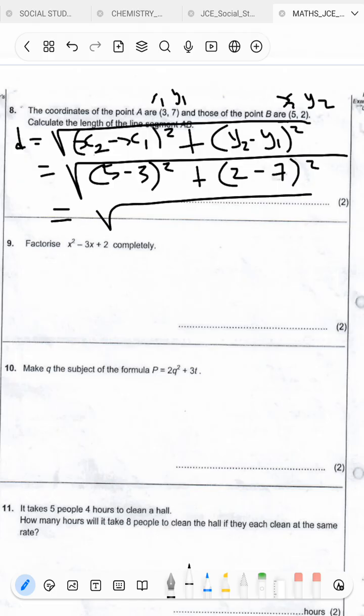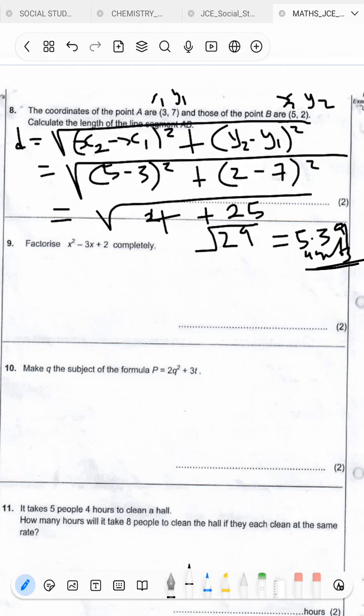So 5 minus 3, that's 2. 2 squared, that's 4, plus 2 minus 7, that's negative 5. Negative 5 squared is going to be 25. 25 plus 4, that's 29. So we take the square root of 29, which is equal to 5.39 units, in case this distance was in centimeters or whatever. So this is the answer there.